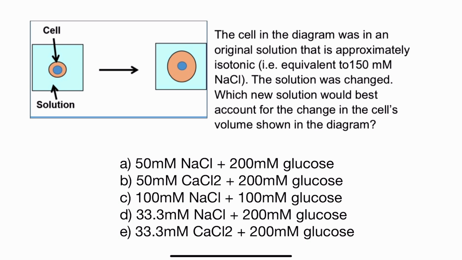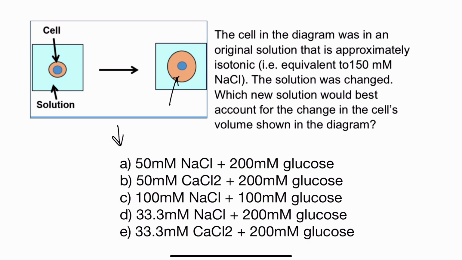So the cell in the diagram was in an original solution that is approximately isotonic, i.e. equivalent to 150 millimolar NaCl. The solution was changed, and which new solution would best account for the change in the cell's volume shown in the diagram? So what can we see from the diagram? This is the new, changed cell, and we can see that it's definitely increased in volume. It looks more swollen, and this means that water has entered the cell. Water entering the cell means only one thing: the surrounding solution is hypotonic to the intracellular concentration in the cell. So hypotonic means a lower concentration of solute in the outside solution.